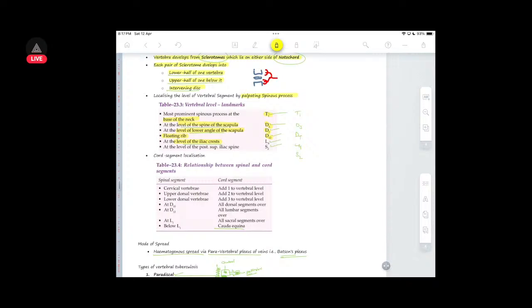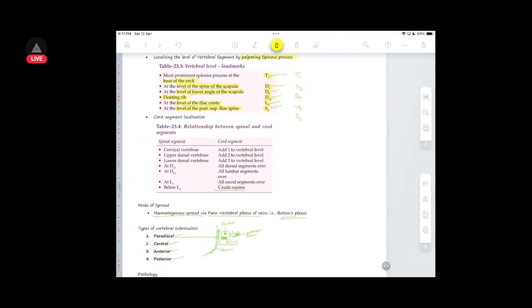Okay. Level of iliac crest is L4, and level of posterior superior iliac spine is S2. Iliac crest is L4. You need to remember that because you need it for lumbar puncture, L3, L4. Posterior superior iliac spine is S2.